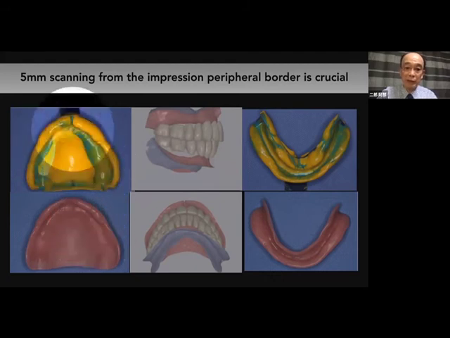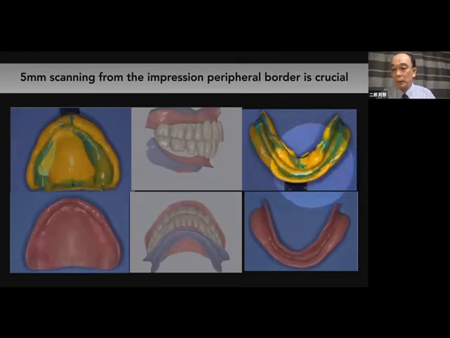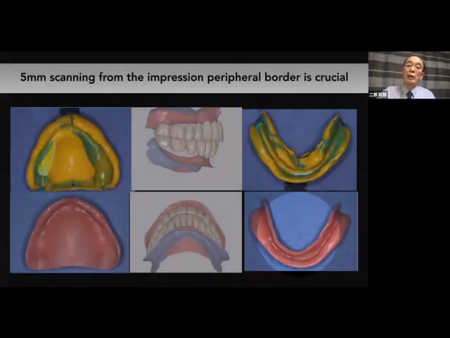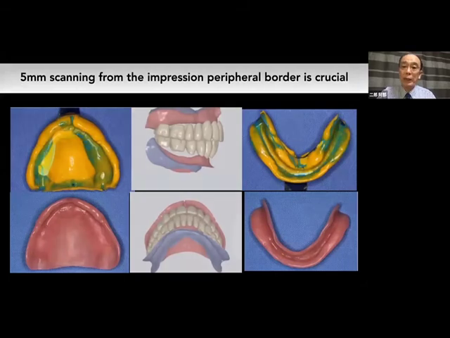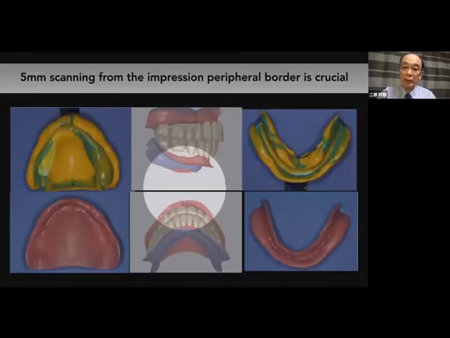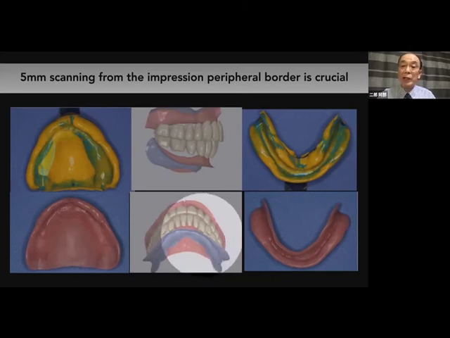Take a look. Thick denture border can be seen, but the final denture, oh my gosh. And on the lower, a thick denture border can be seen, but a very thin, different denture. This is because the manufacturer of that company scanned only the interior side of the denture base, without the denture border and the polished surface. I insisted that the 5 millimeter from the peripheral border is most important to achieve mandibular suction.